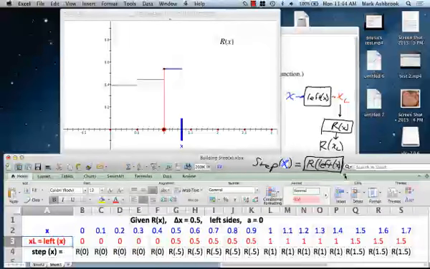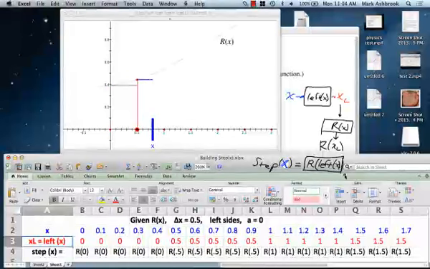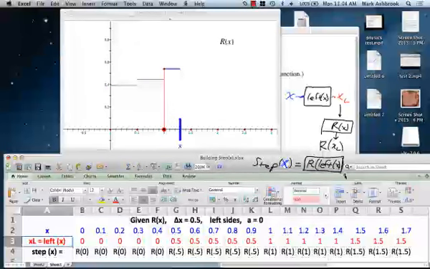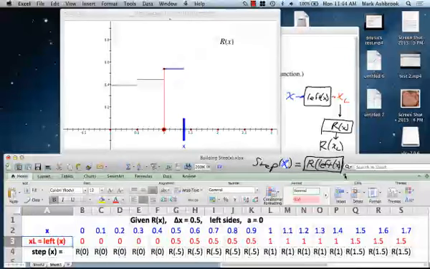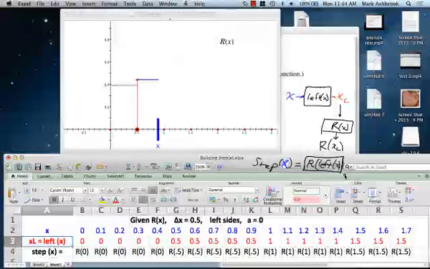So what goes into left x? The current value of x goes in, and what comes out of left x? An x value or a y value? Another x value, the one at the left end of the interval. What goes into step x? Current value of x, and what comes out? A rate, right? A constant rate. Constant rate comes out, or a y value in the rate function.